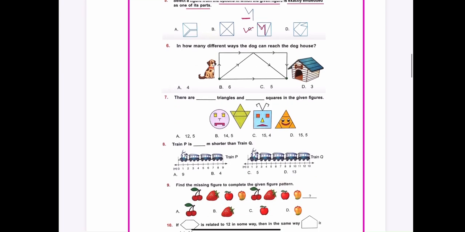All right. Next, question 6, in how many different ways can the dog reach the dog houses? So this is the dog and these are the dog houses. If we see the different ways, one way is like this, simple. Second, two ways. Third, it can go like this, and the fourth way it can also go like this way and this way, and fifth it can also follow, for example, this way, then this way, and then this way. So it can go by 5 different ways.